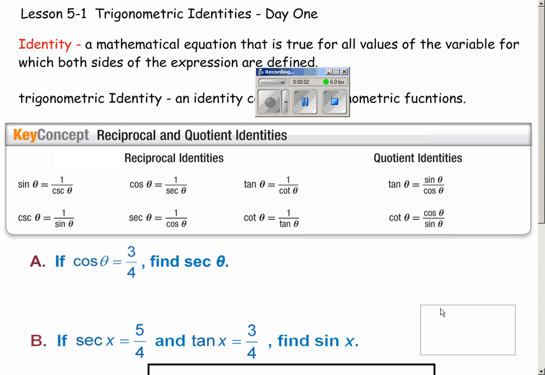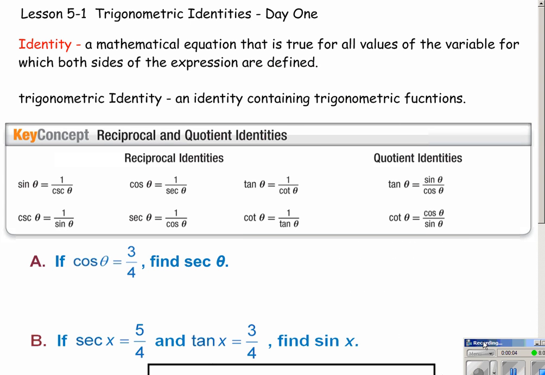Okay, today we're going to start looking at the idea of trigonometric identities. And so first we have to have an idea what an identity is. An identity is just a mathematical equation that's true for all the values of the variable for which both sides are defined. So as long as we can put any number in there, and we're going to get a true expression. So trigonometric identities are just identities that contain trigonometric functions.